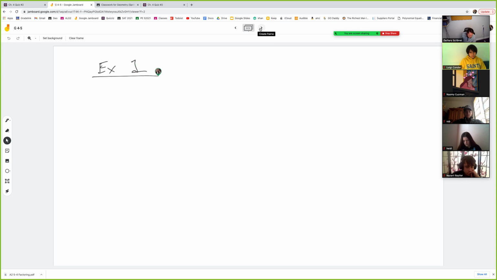All right, example number 1. Explain why each statement is true. Angle WVS is congruent to angle S, and it says WV is congruent to WS, so angle WVS is congruent to angle S by the isosceles triangle theorem, okay.